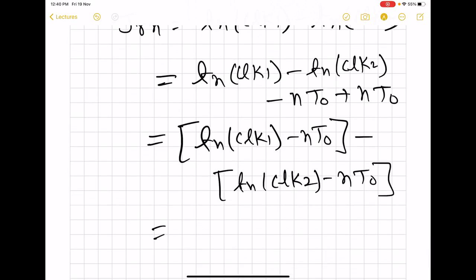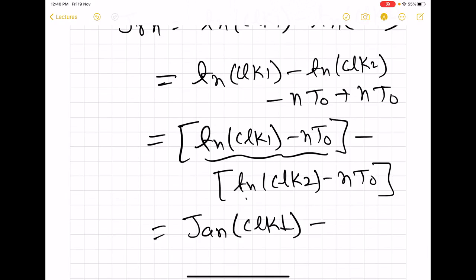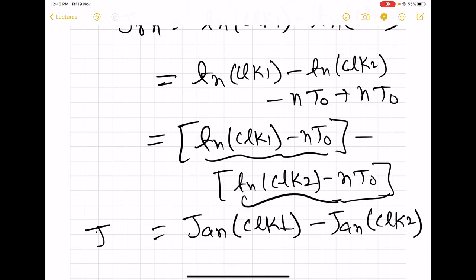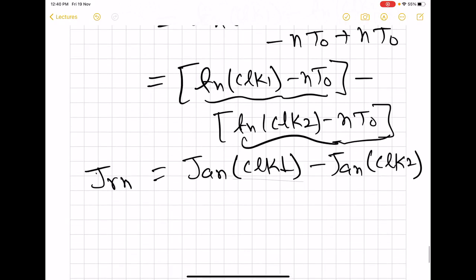So now we see that this first term is the absolute jitter for clock 1. And this second term, this is absolute jitter for clock 2. So relative jitter can also be specified in terms of the absolute jitter.